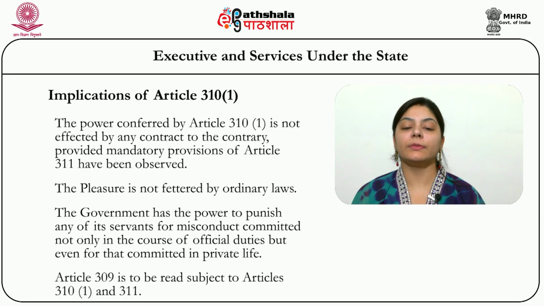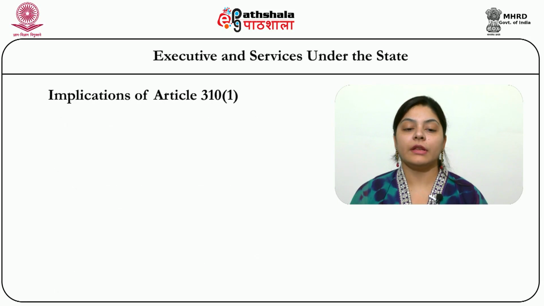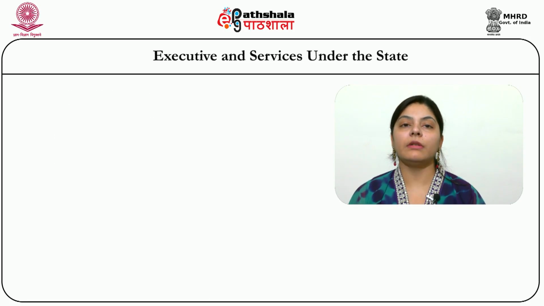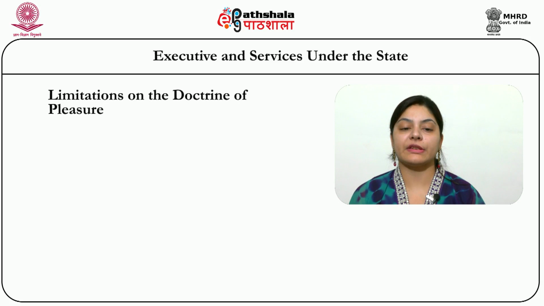Article 309 is to be read subject to Articles 310 clause 1 and 311. The pleasure can be exercised by the President or the Governor either with the aid and advice of Council of Ministers or by the authority specified in the Act or rules made under Article 309. Now, we will be discussing the limitations on the doctrine of pleasure.